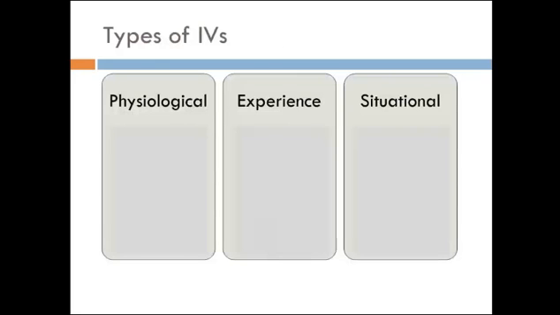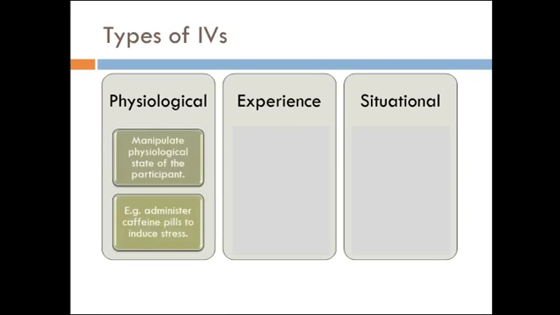Okay, so let me go through this little chart and then we'll take a break. Physiological independent variables are going to be ones where we manipulate the physiological state of the participant. So for example, I gave you a caffeine pill and told you it was caffeine, or I gave you a caffeine pill and told you it was a placebo. See whether you experience that as stressful.